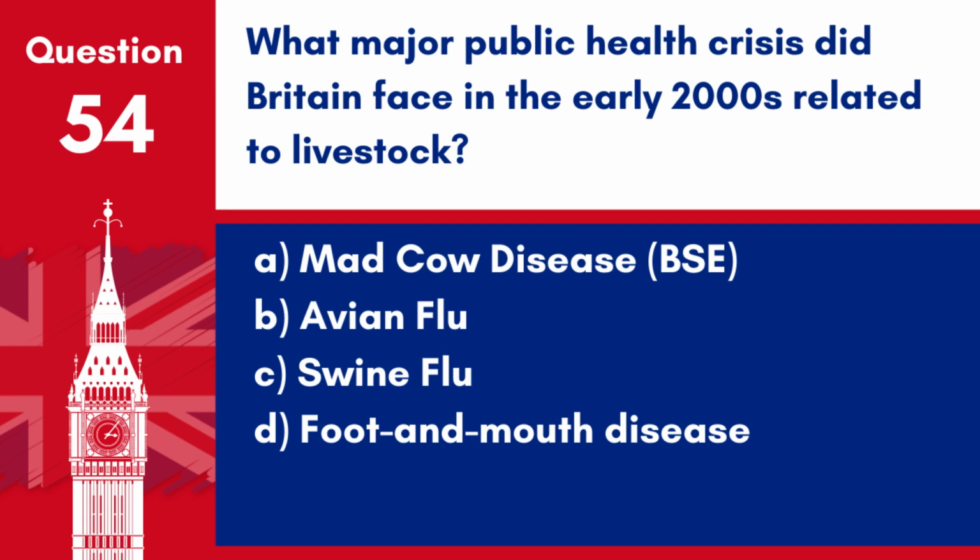Question 54. What major public health crisis did Britain face in the early 2000s related to livestock? A. Mad cow disease, BSE. B. Avian flu. C. Swine flu. D. Foot and mouth disease.